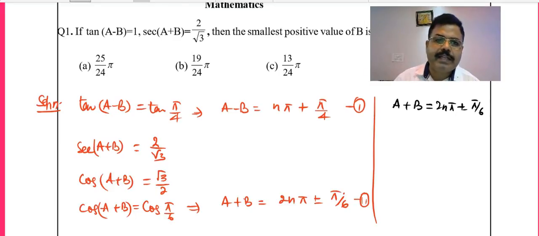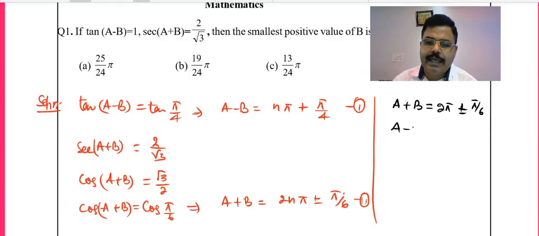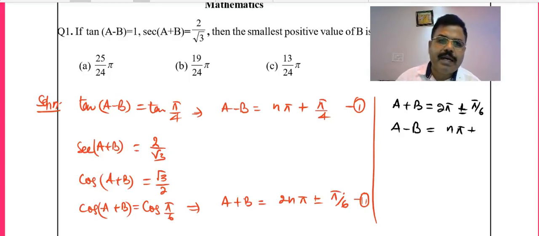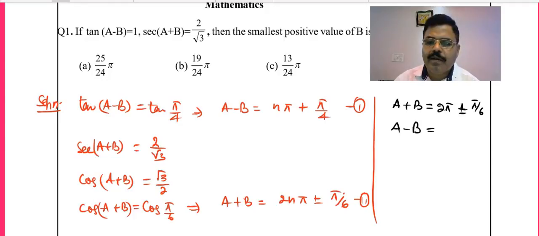So I can take it as 2 pi minus pi by 6, with 2n pi, since we have to calculate the least value, so 2 pi plus minus pi by 6. And the other, A minus B, can be n pi, that is pi plus pi by 4. So the smallest value can be taken as pi plus pi by 4.